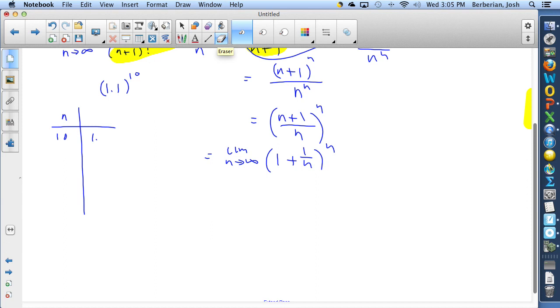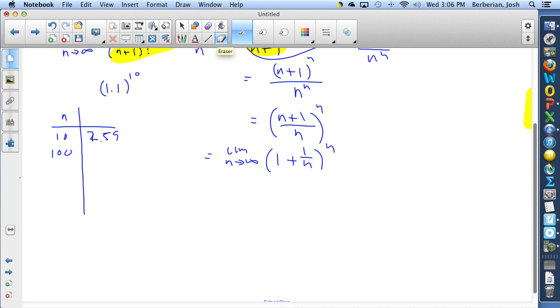No, wait. That's 2.59. Stop for a second. I'm asking you to do something, and one of you is doing it. 1.1 to the 10th is 2.59. Great. So my next question is, what if n is 100? What's 1 plus a 100th raised to the 100th?